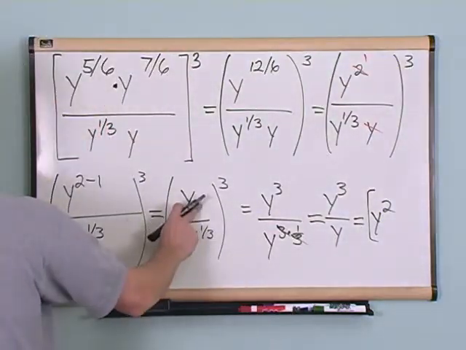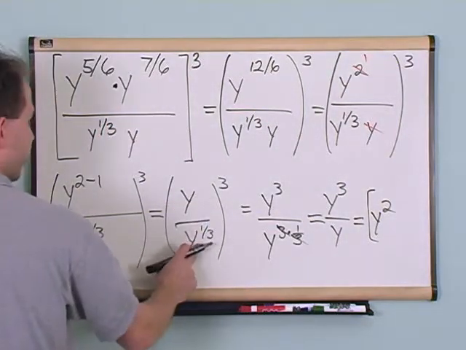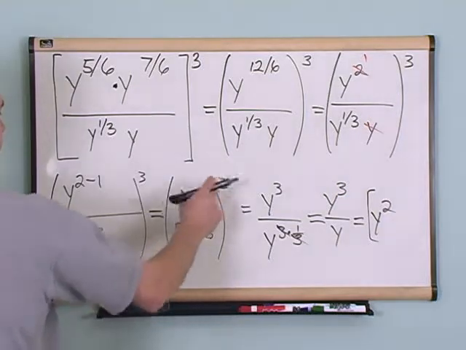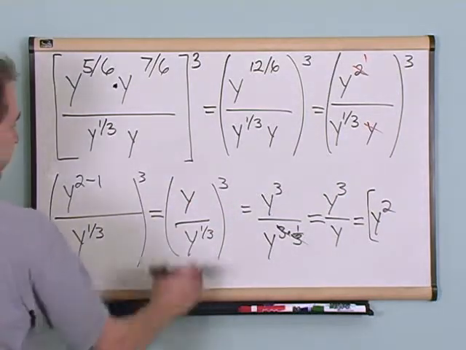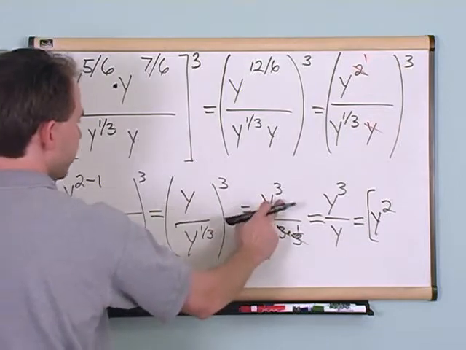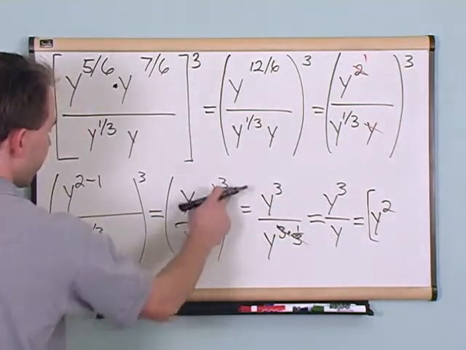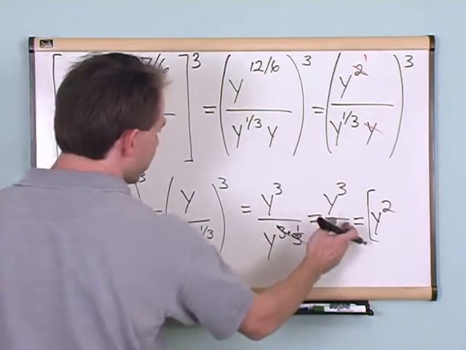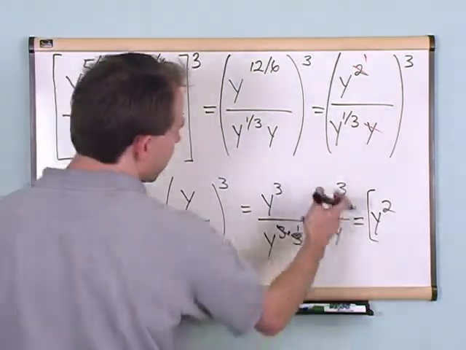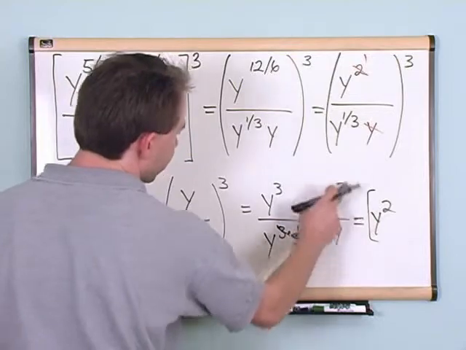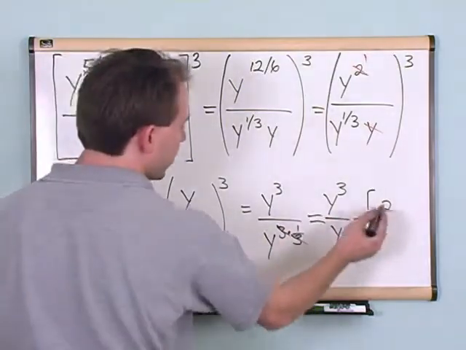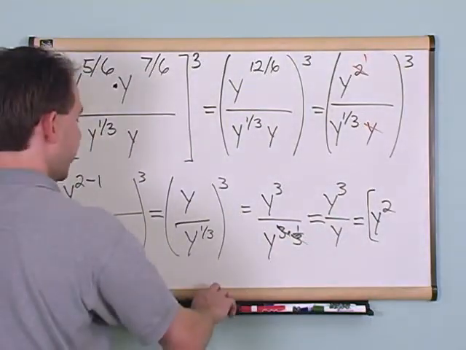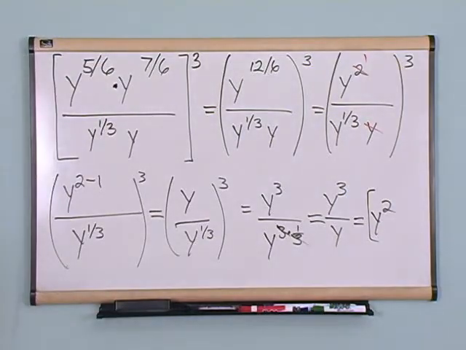So I have y to the first power over y to the 1/3, and that's all to the third power. Here I chose to go ahead and apply the exponent to the top, gives me y to the 3rd. To the bottom, I multiply these exponents here. Of course, when I multiply them, they go away, so it's y to the first power. And then to finally get it, you just subtract these exponents because this is division. 3 minus 1 gives you 2. And that concludes the lesson on rational exponents.